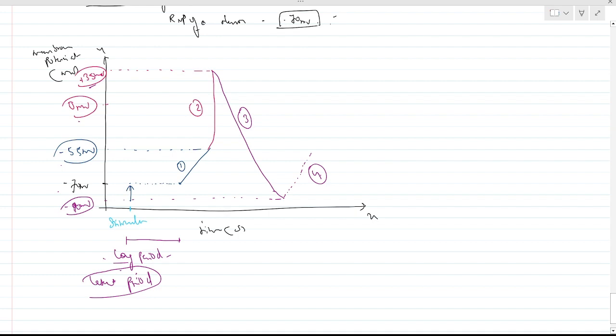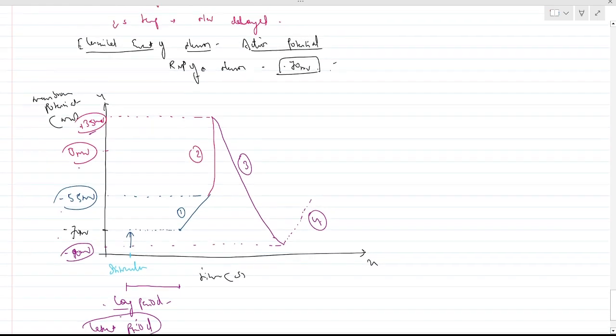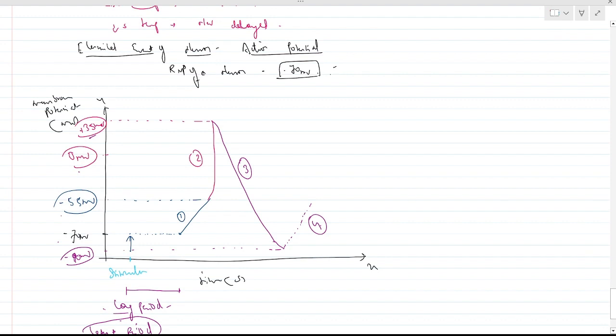Okay, now we'll see one by one the four phases, all important four phases of the electrical event, the action potential in the neurons. Okay, so we'll start. The first event, I have done this in blue color. The first event here is called local potential change.